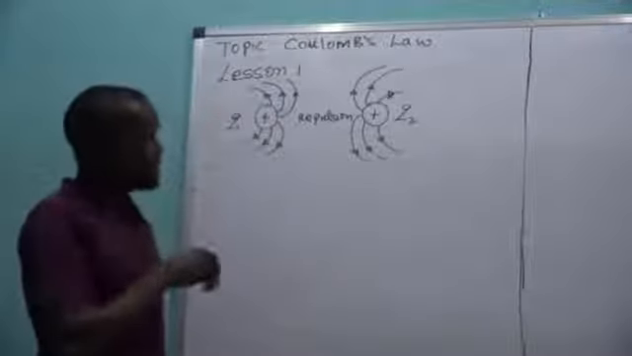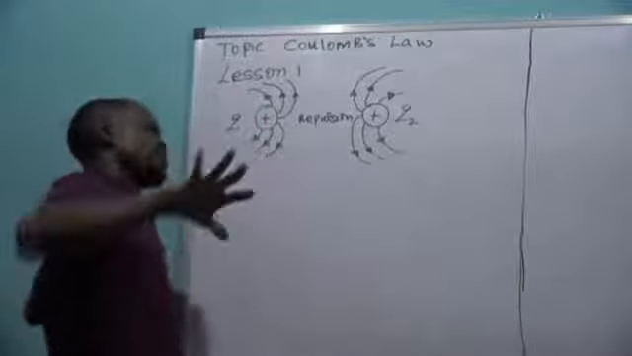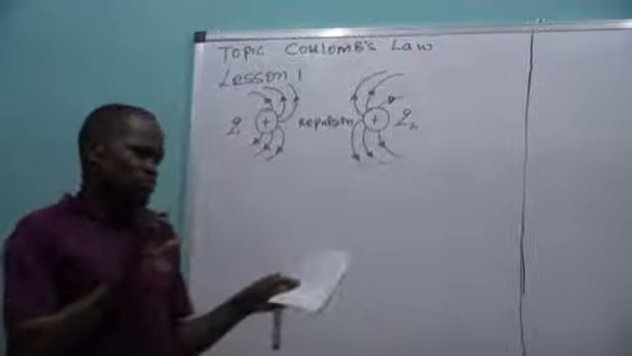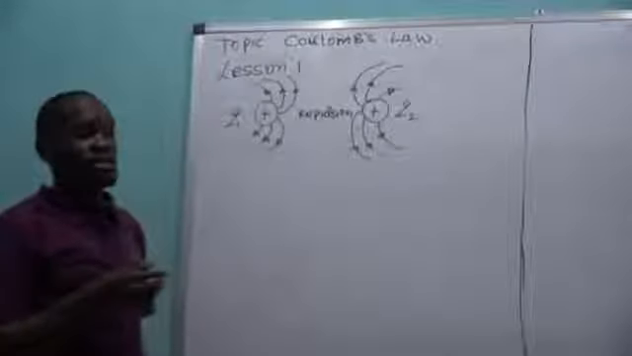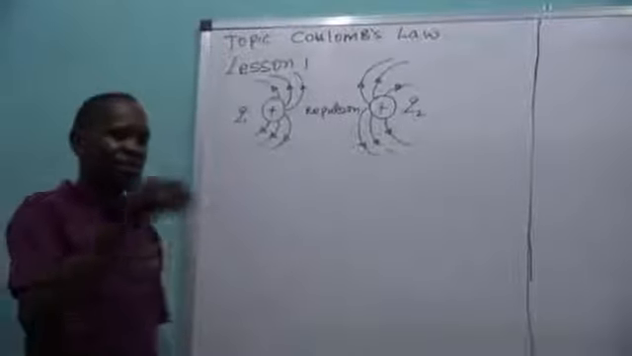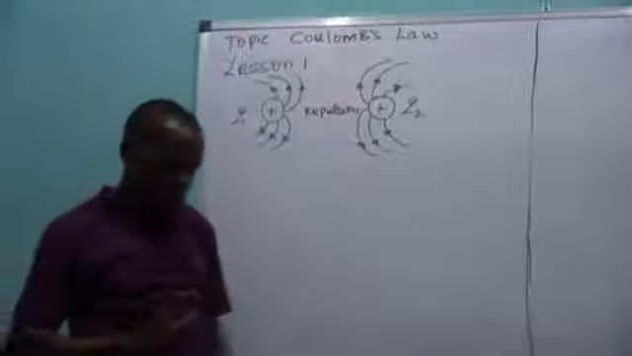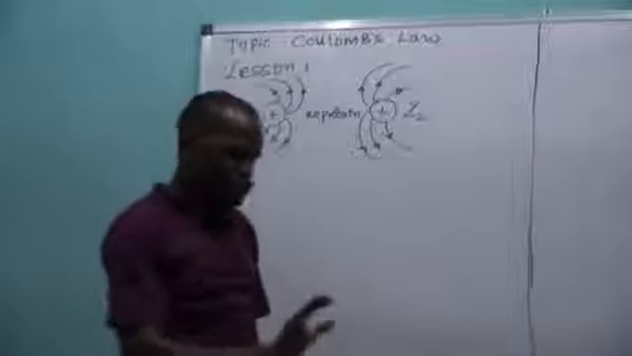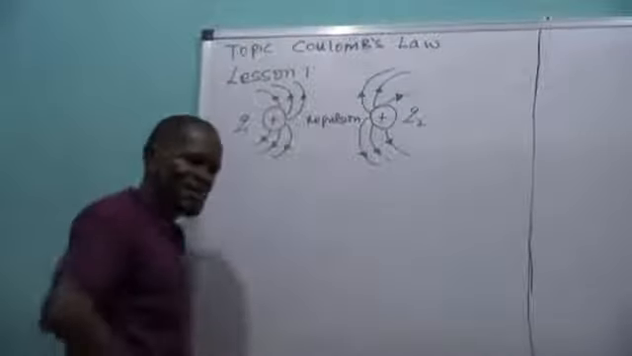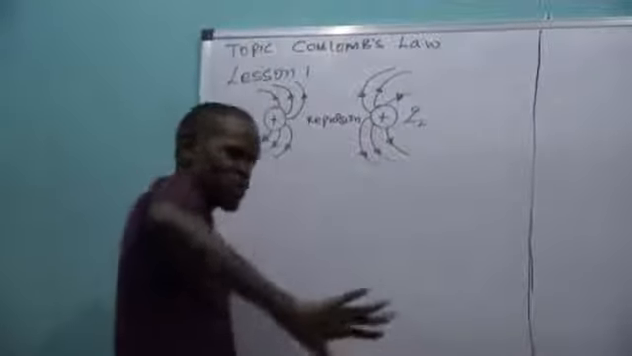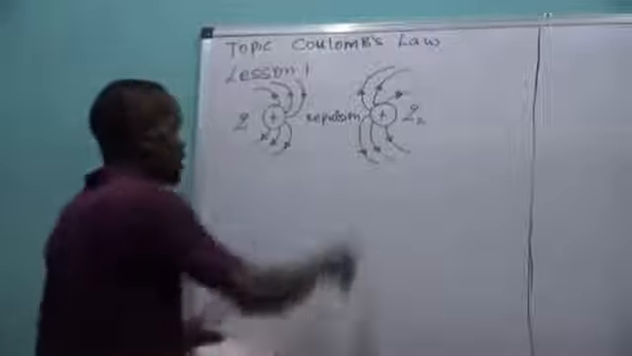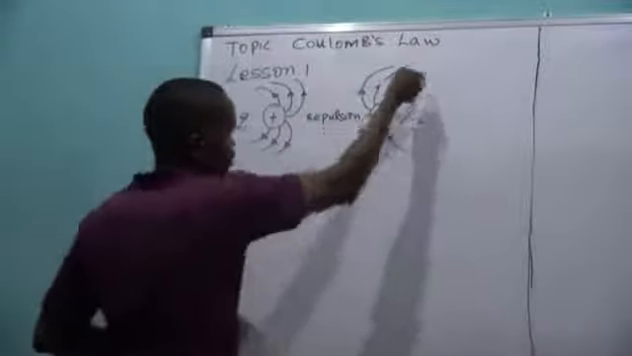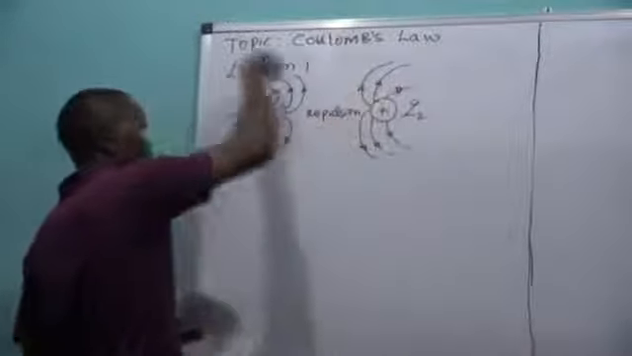So look at it. There's a push away because they are like charges. Just as when you bring the north pole of a magnet to another north pole of a magnet, you will see that one magnet will push the other one away. Meaning there's a repulsion because of the field. This is the direction of the field, the line of field.